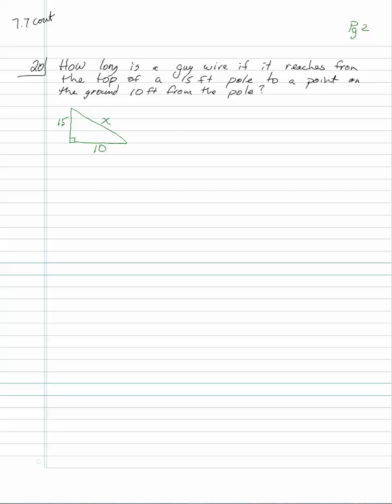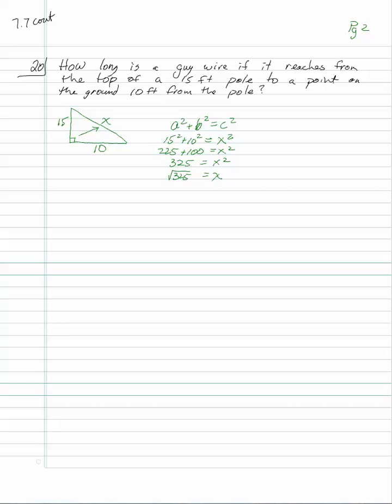Okay, so we're going to use the Pythagorean Theorem. A squared plus B squared equals C squared. And it doesn't matter what you call the sides. The C squared, the one that's all by itself, is opposite that right angle. So we're going to get 15 squared plus 10 squared for A and B. So that'd be 225 plus 100. That's 325. And again, we're going to square root both sides, so we get the square root of 325.